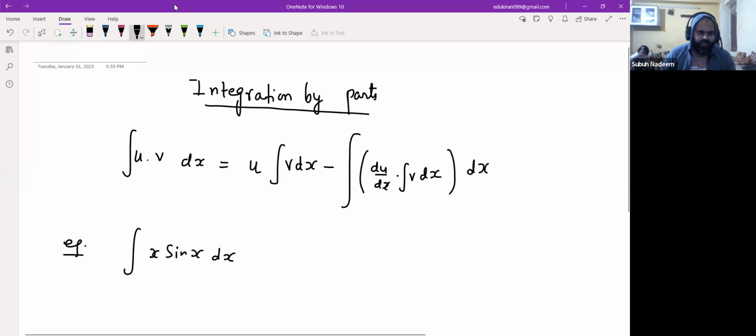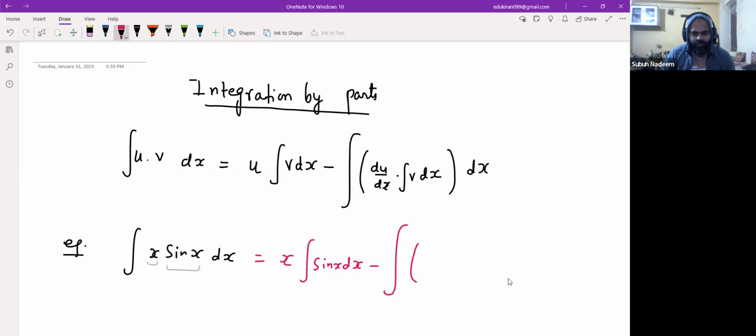So it is x sine x dx. There are two functions. One is x, another is sine x, and they are multiplied to each other. If we apply the above formula, we say x times the integral of sine x, minus integration, and inside this integration, the derivative of the first function, which is x only, into the integration of the second function, which is sine x. Can you understand this?